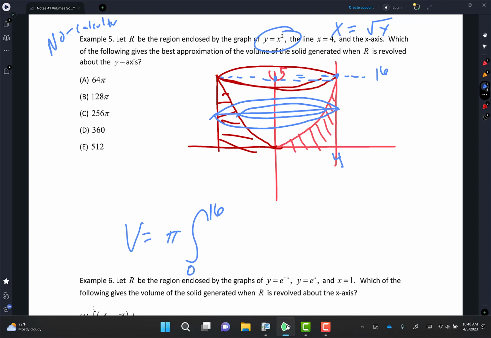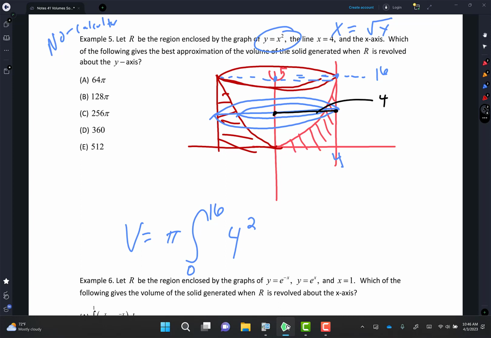And now I need my radius. It's a washer, right? So I need big R squared minus little r squared. The big R is always what? 4, always, no matter what. It's the distance from that black line to this line. See that black line there? That number is always 4. It never changes. Cool?